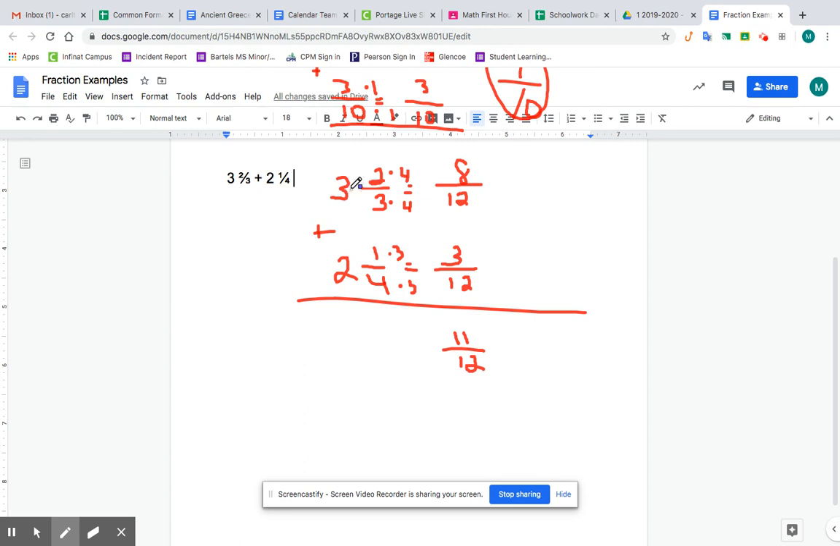And this time, since I have whole numbers, I need to make sure I add them together. 3 plus 2 is 5. And that would be the answer to my question here. Use this to just refresh yourself on how to add fractions.